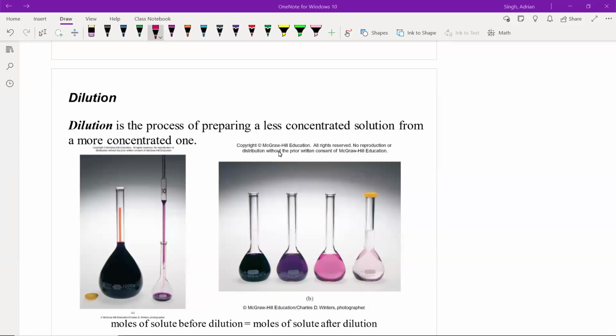All right, so when we also talk about solutions, there's another technique, another concept that is often used in conjunction with solutions, and that is a technique called dilution, however you want to pronounce it. And dilution is a process where we make a less concentrated or a more dilute solution from a more concentrated one. All right.